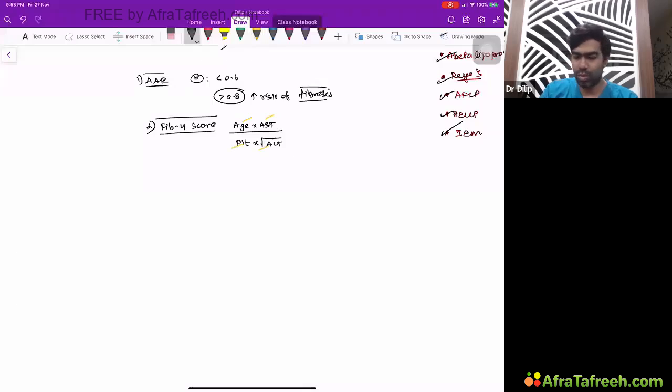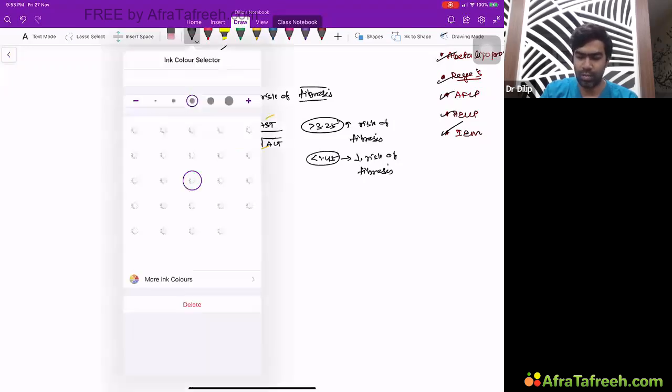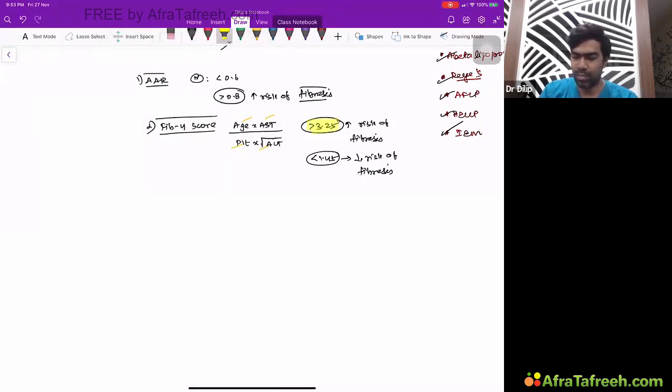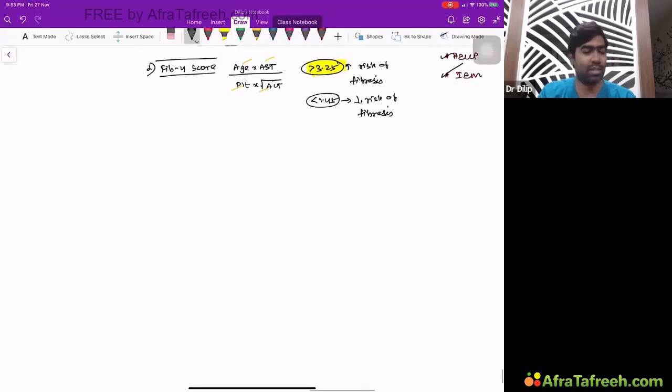A score of more than 3.25 increases the risk of advanced fibrosis. Less than 1.45 means a reduced risk of fibrosis, which means the patient usually will not have fibrosis. If the score is more than 3.25, there is a substantially higher risk of having significant fibrosis in the patient.